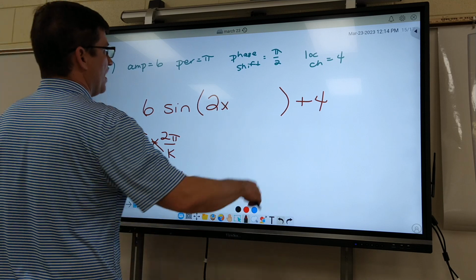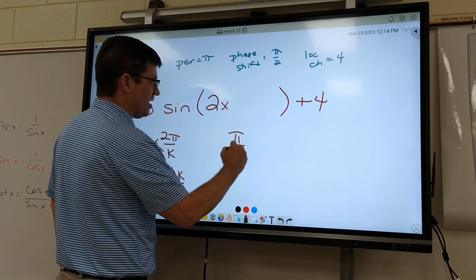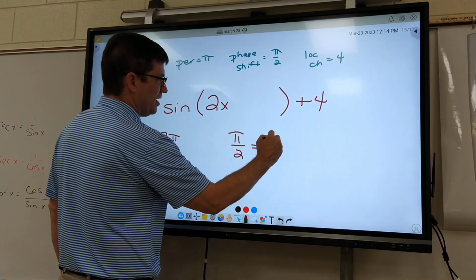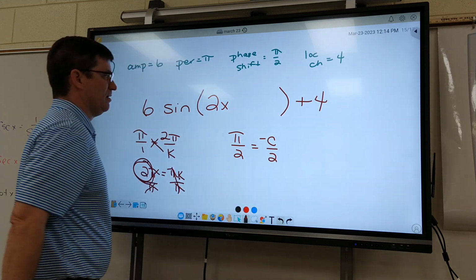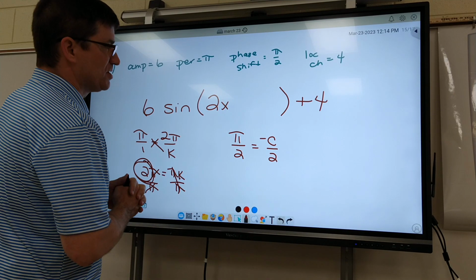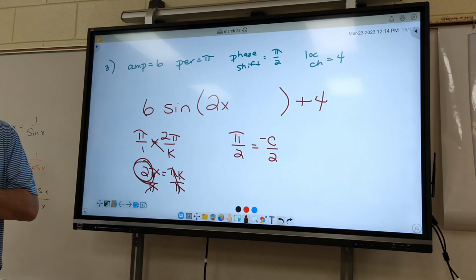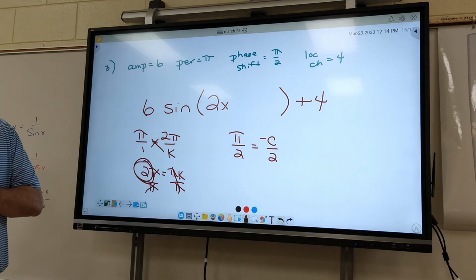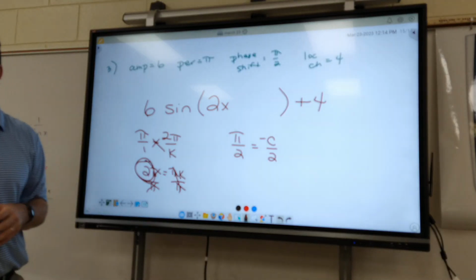All right, for the other spot, bring down the phase shift, which is pi over 2. Set it equal to negative c over k. And your k we already found out was 2. All right, y'all cross multiply that, divide it, see what you get for the other spot. Positive or negative? Drew's saying pi. Jalen says negative pi. Negative pi. Got a negative in the problem. I'm going to guess it's negative pi.